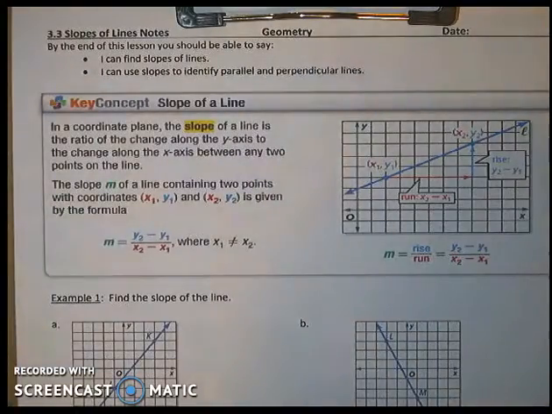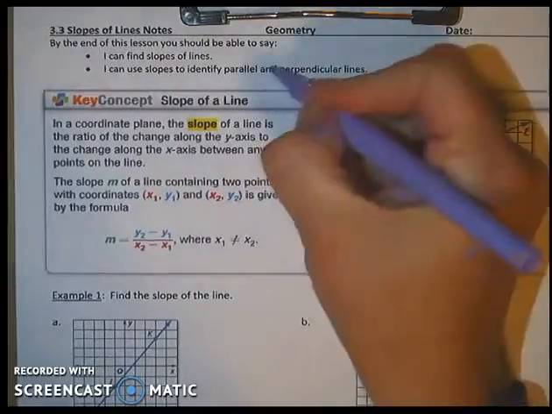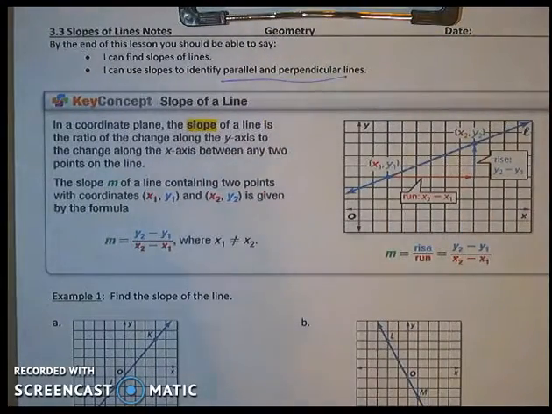So we want to be able to find slope of lines, and we want to be able to identify whether lines are parallel and perpendicular. That's one of the biggest things in geometry about slope, is just that parallel and perpendicular idea.